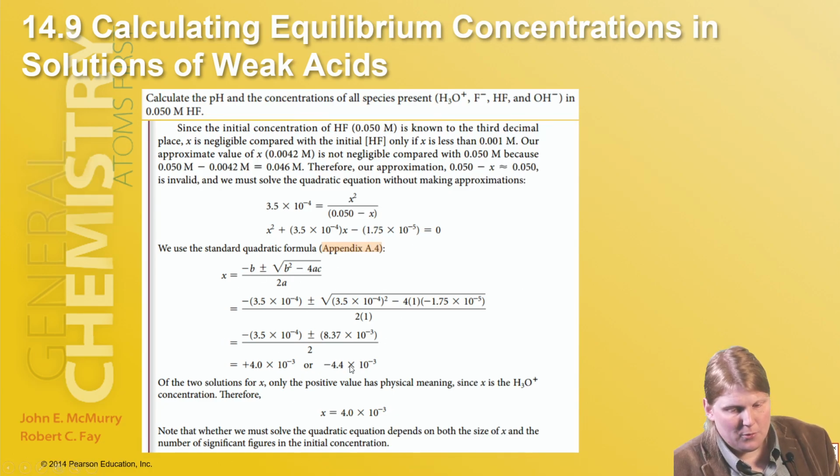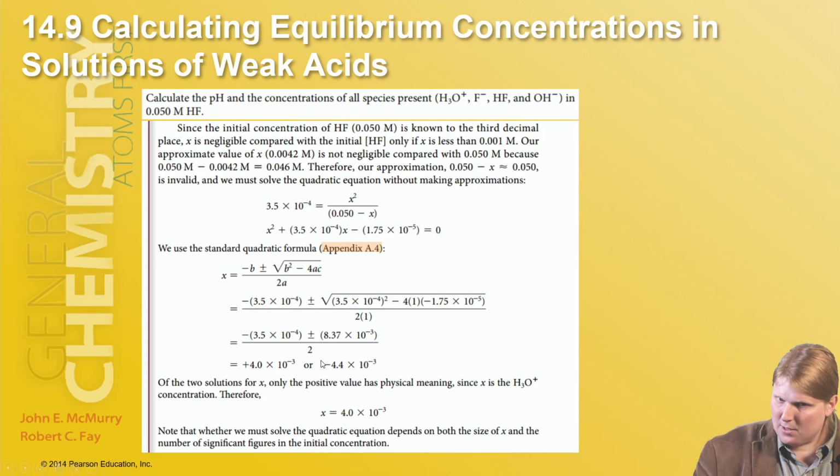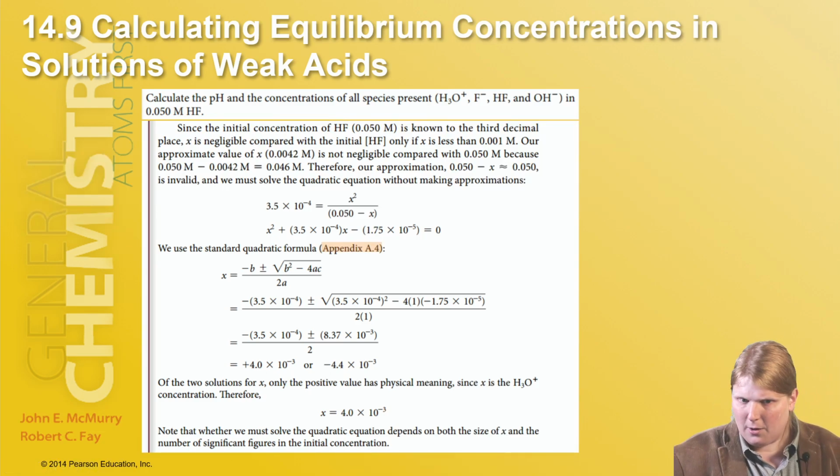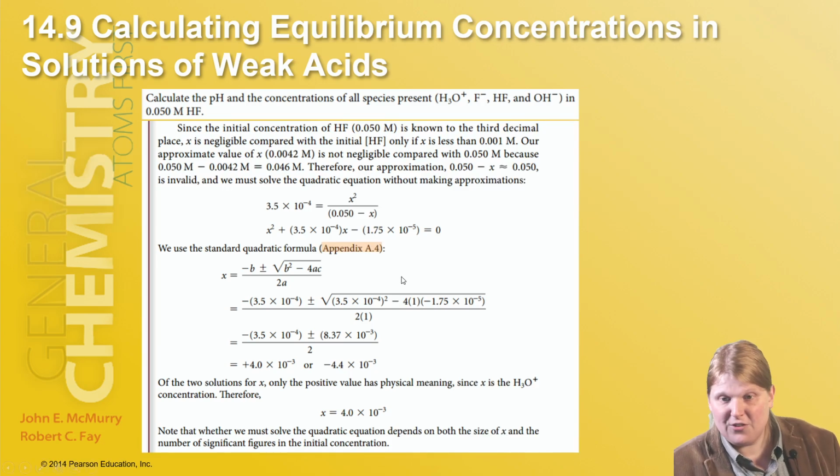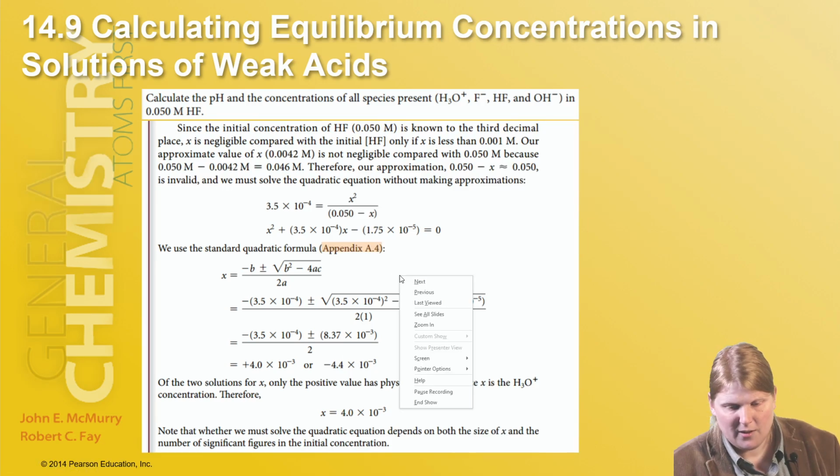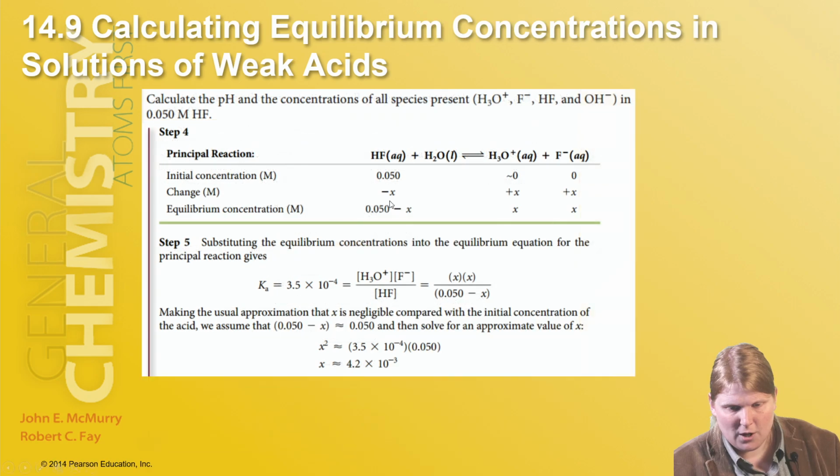We end up going through this and we end up with these two answers. Now, sometimes the negative answer is the right answer here, because x by itself is not per se a concentration in every instance. In this instance of our ICE chart, x has to be able to be a concentration, so no negative x's are possible.